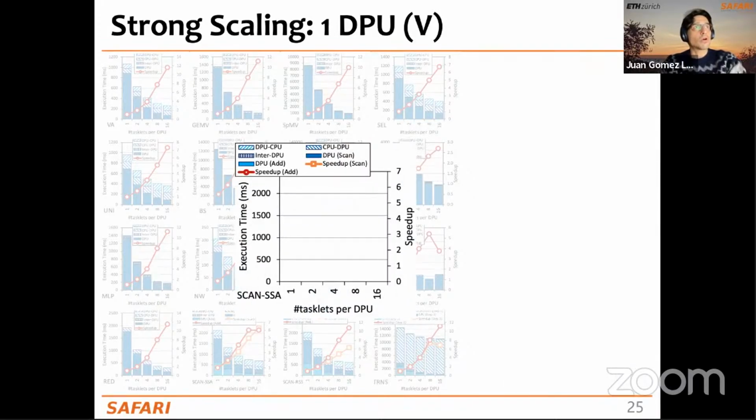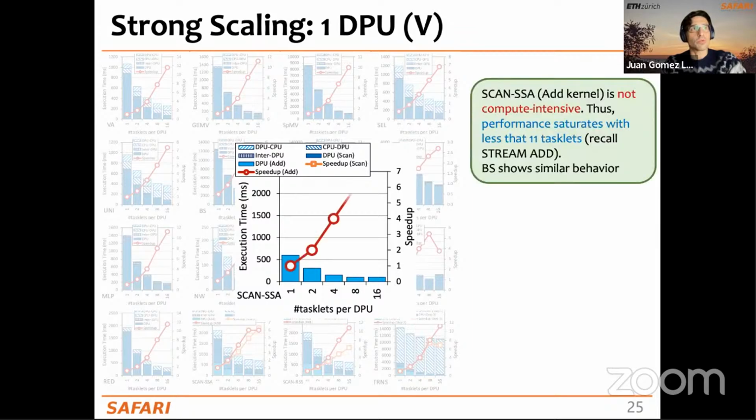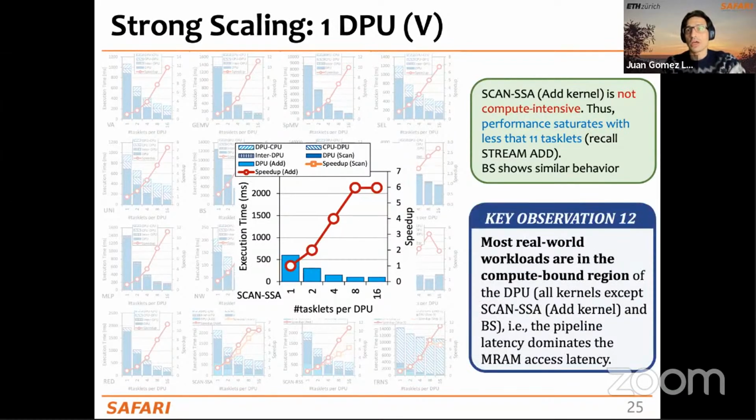Okay, so one more interesting observation here in the strong scaling experiments for one DPU. In this benchmark in particular, this version of the scan or prefix sum benchmark, we also see that the best performing number of tasklets is not 16. In this case, 16 and 8 have essentially the same performance, right? And the reason for this is that the scan SSA kernel is not compute intensive. It's not compute intensive because this is just a single addition.